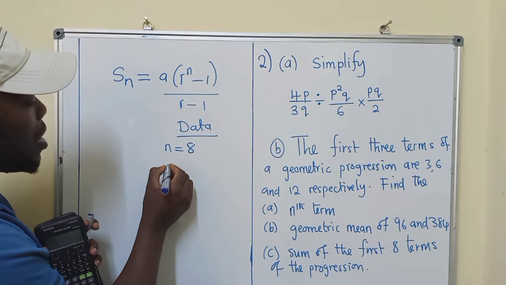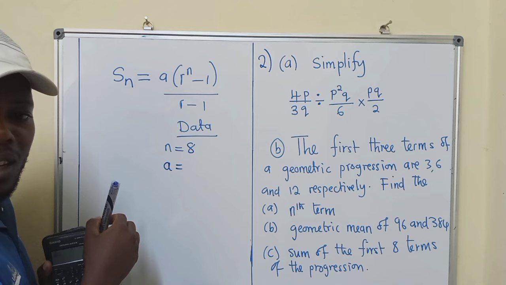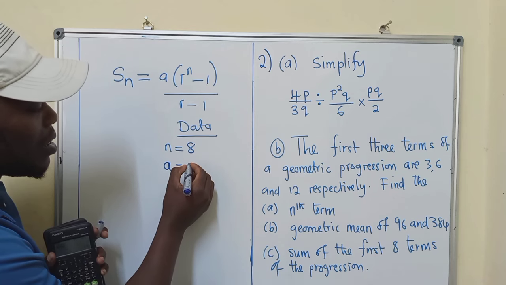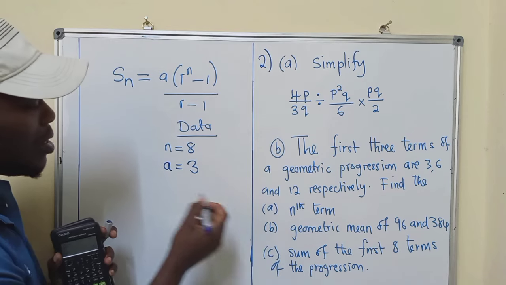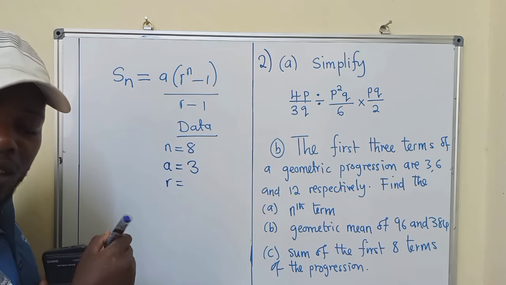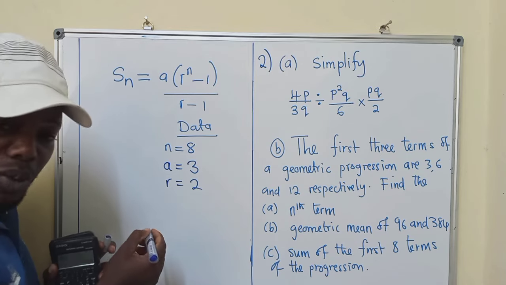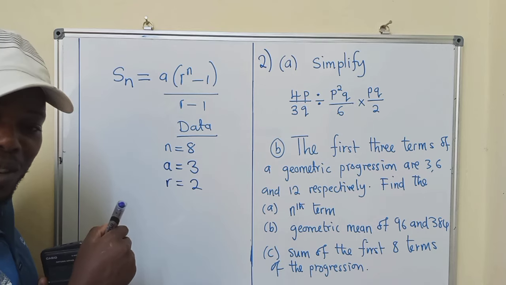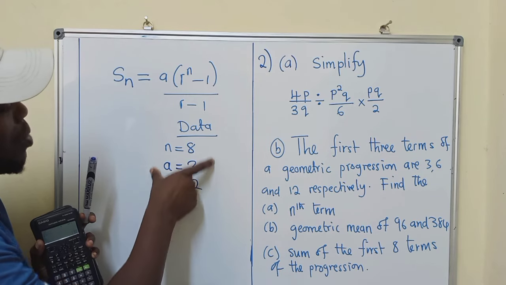Yes. And then for A, what is our A? It was a 3, because that is the first term. And what else do we need? R. What is our R? What did we find? It was a 2, if you're able to remember. Our R was a 2. Okay. So now this is what we need.